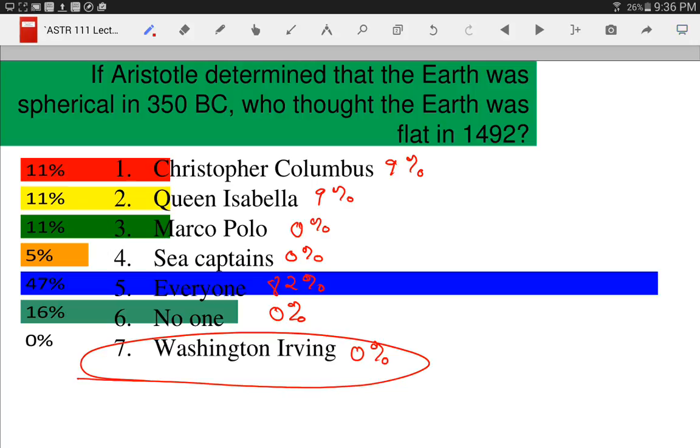Truthfully, probably no one is the best answer to choose, but Washington Irving is the one who made up the myth that Queen Isabella and people thought that the earth was flat. Because they didn't. Well, Columbus didn't think that the earth was flat in 1492. That's right. And sea captains didn't think that either. The sea captains knew the earth was spherical. They just didn't know how big it was.